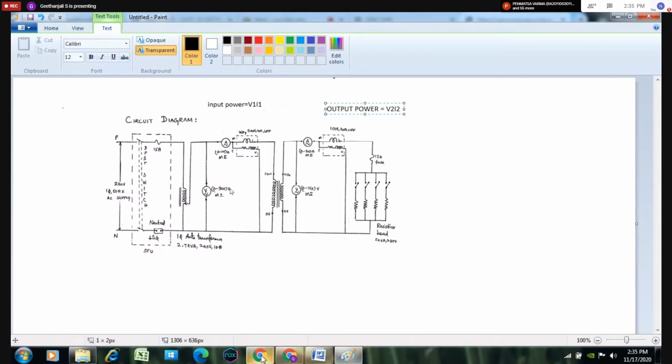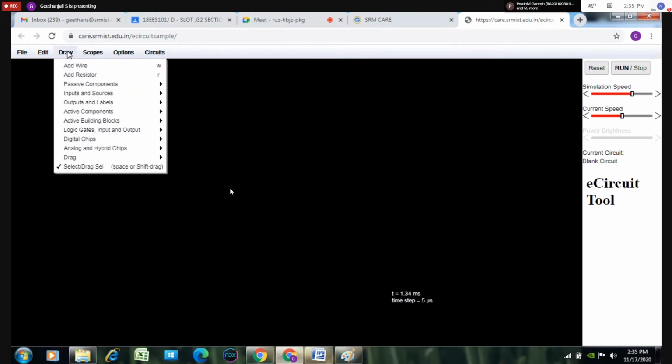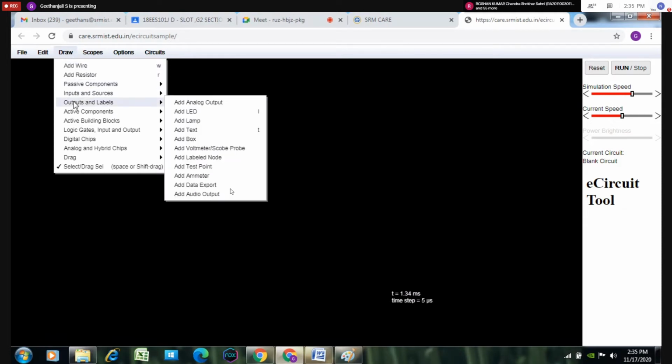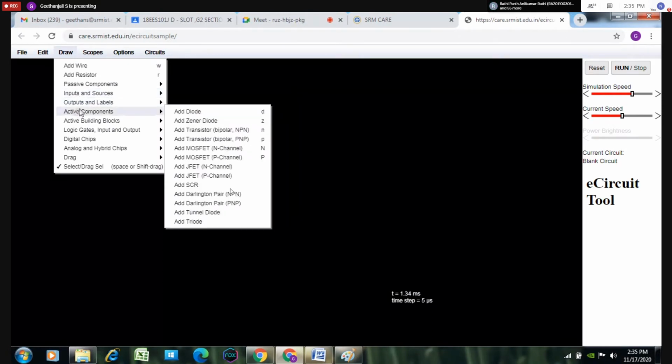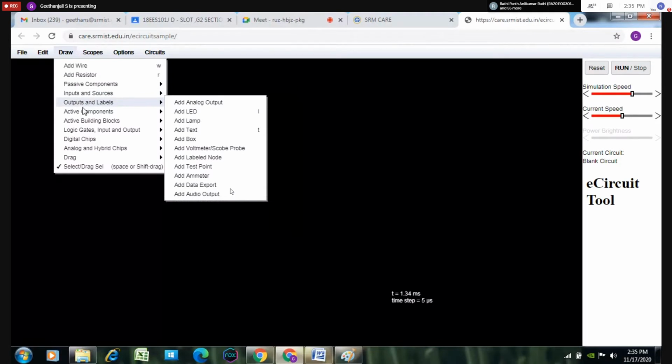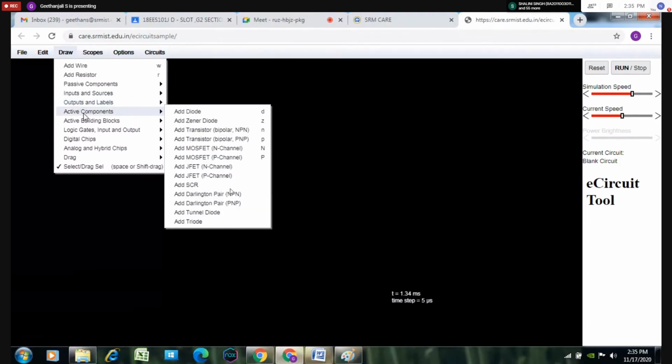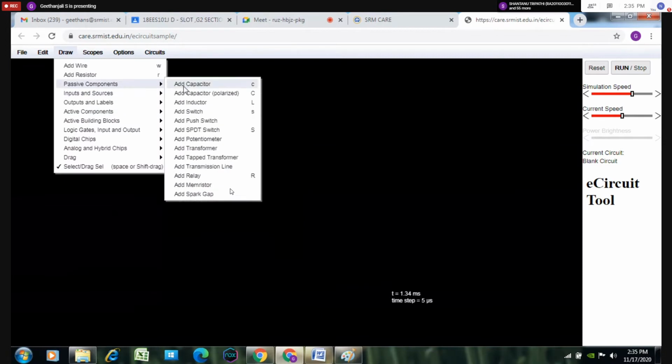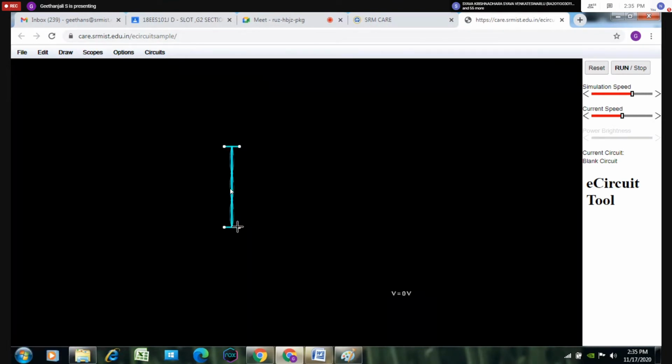Where is it available? Go to the E circuit, go to draw. All of you follow, then only you can understand. Draw, then under passive components, you can see the transformer. There are two types of transformer. Simply add the transformer alone. For this experiment, the tapped transformer is not needed. Add the transformer alone. So keep the transformer. This is the transformer.